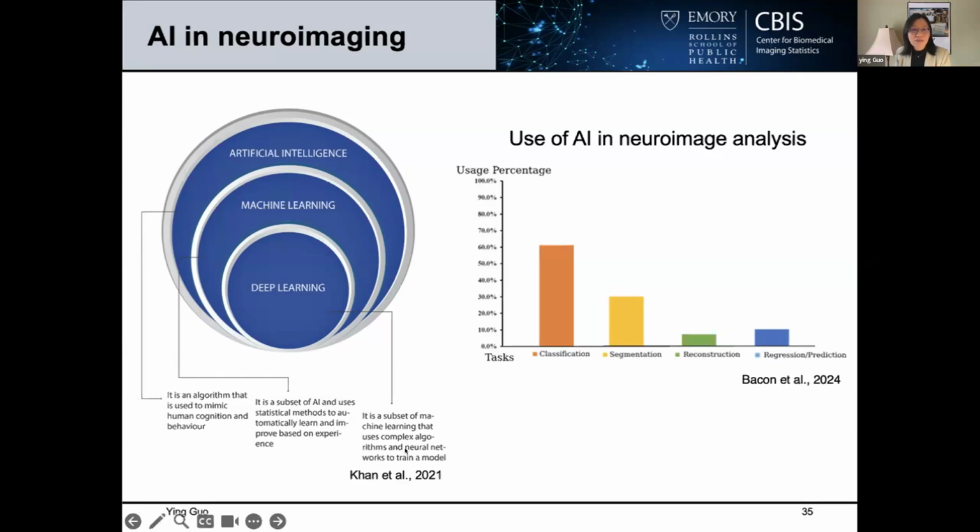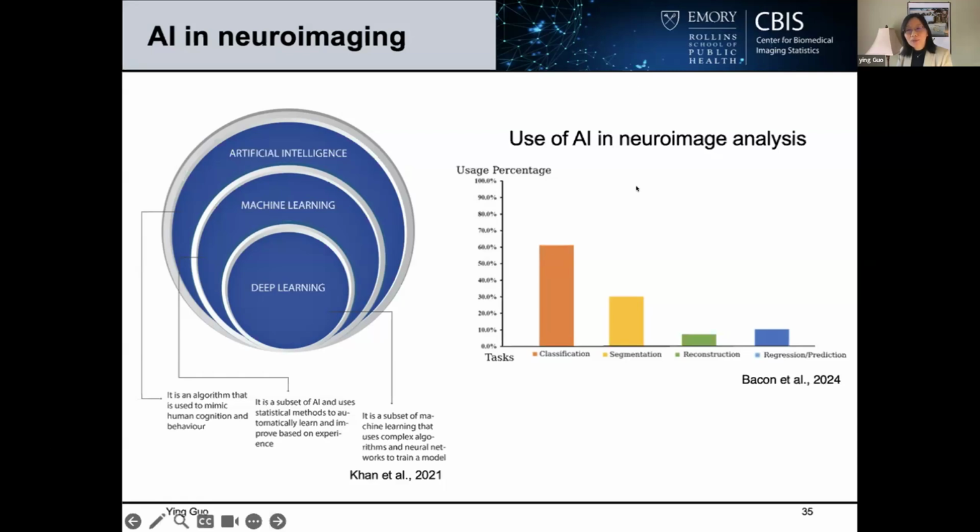In this paper, they reviewed the three concepts. AI is the biggest circle, representing algorithms that try to mimic human cognition, behavior, or decision-making processes. Machine learning is a subset of that, which uses statistical or computer science methods to learn from data. Deep learning is another subset of machine learning, which uses complex computer science algorithms based on neural networks to train a model.